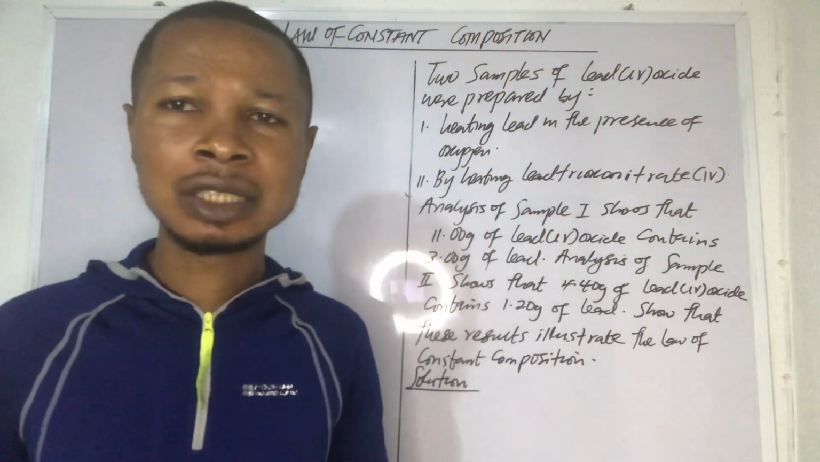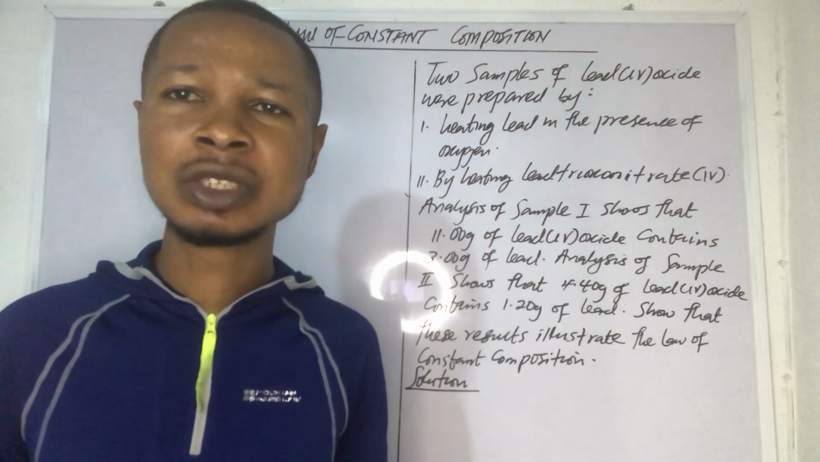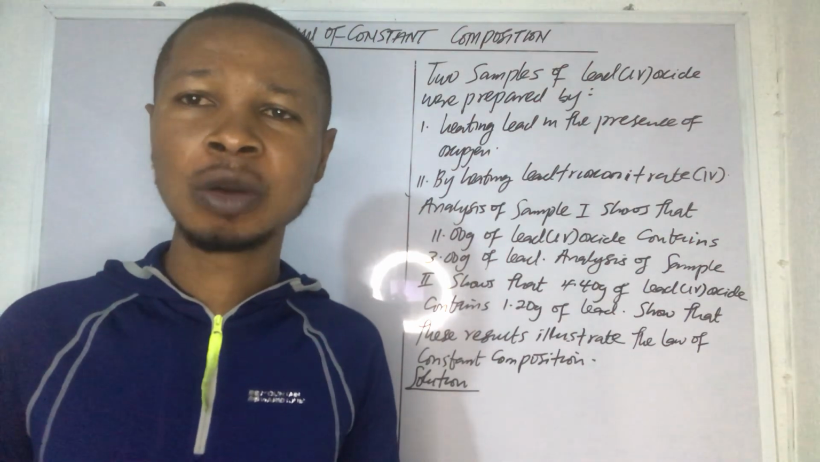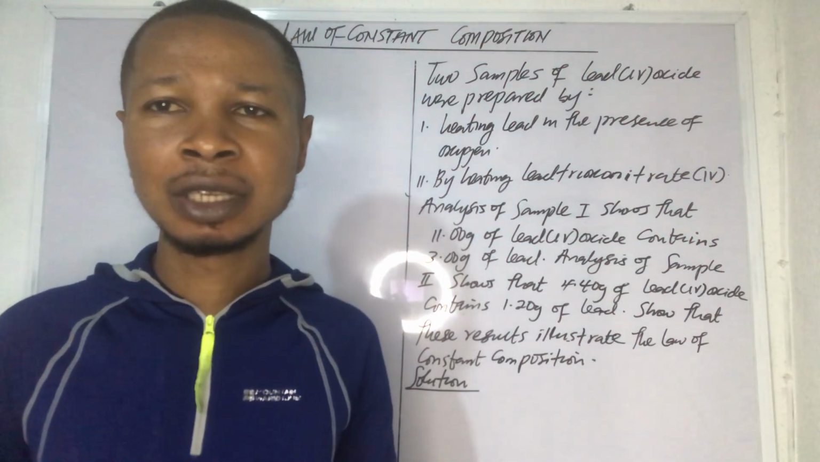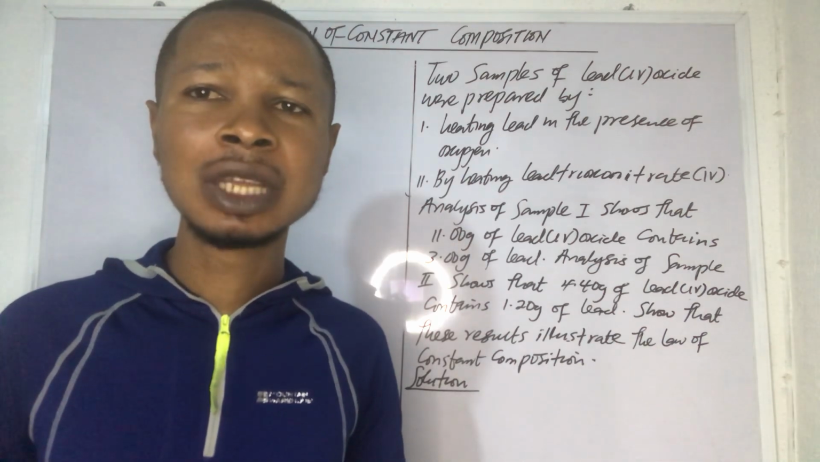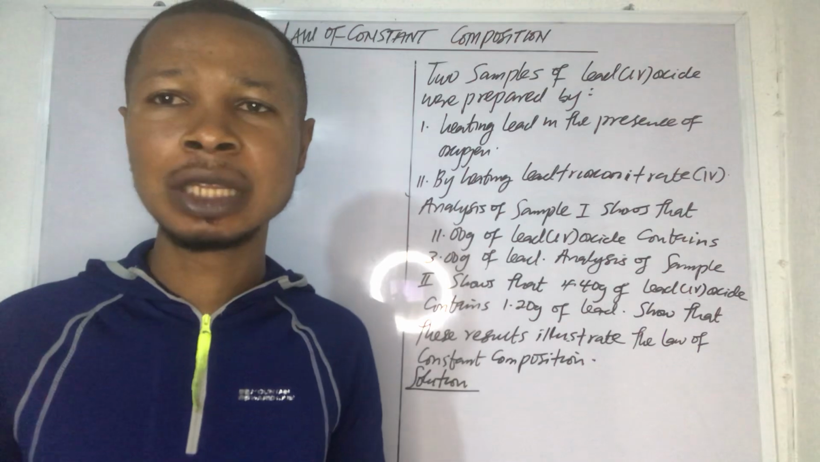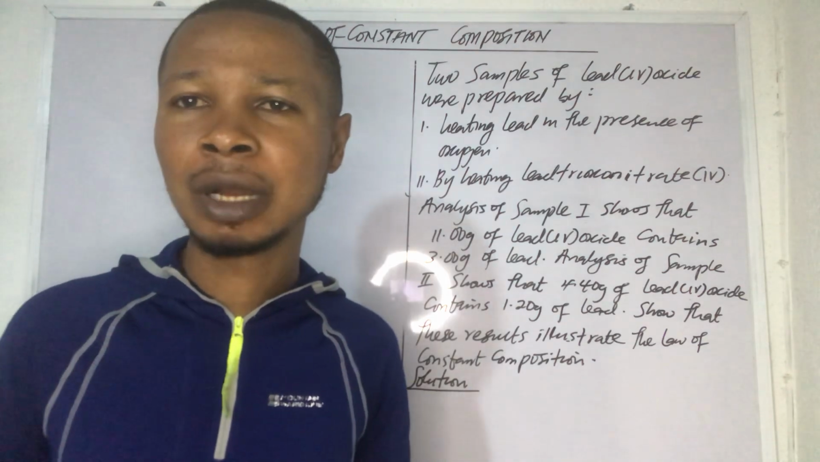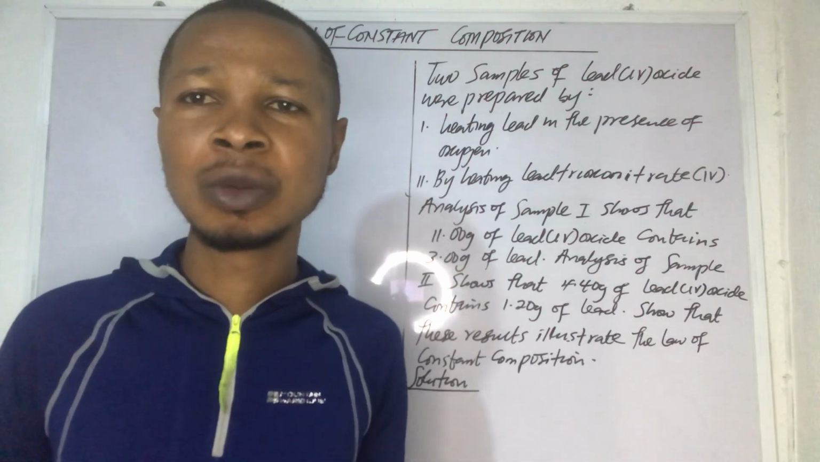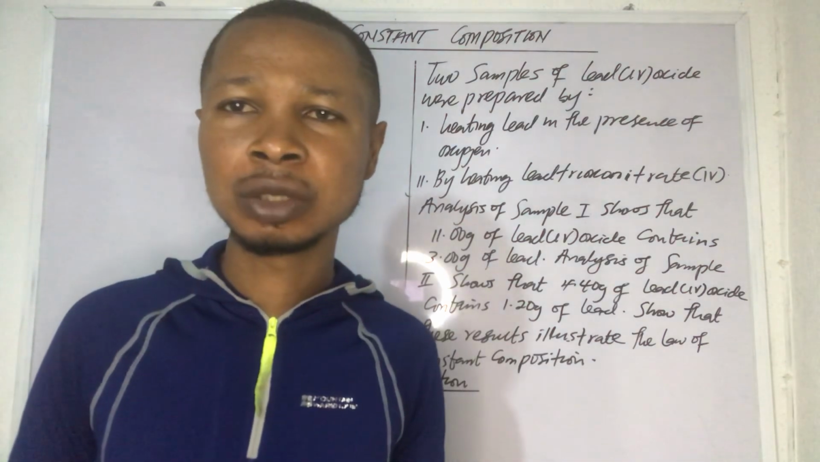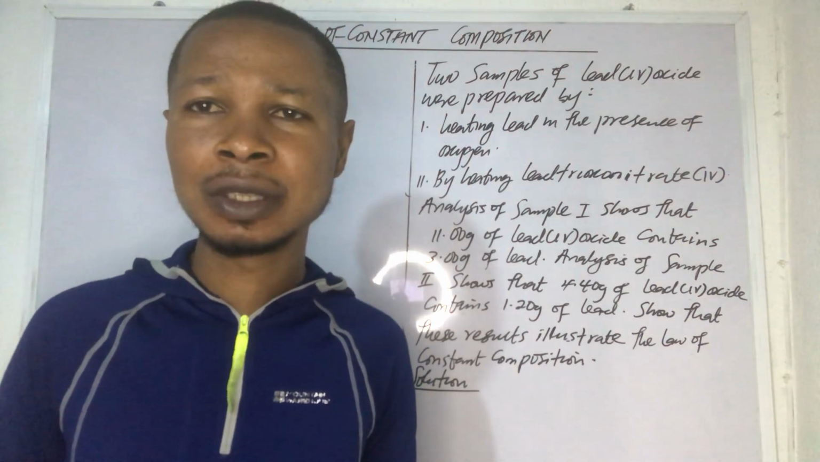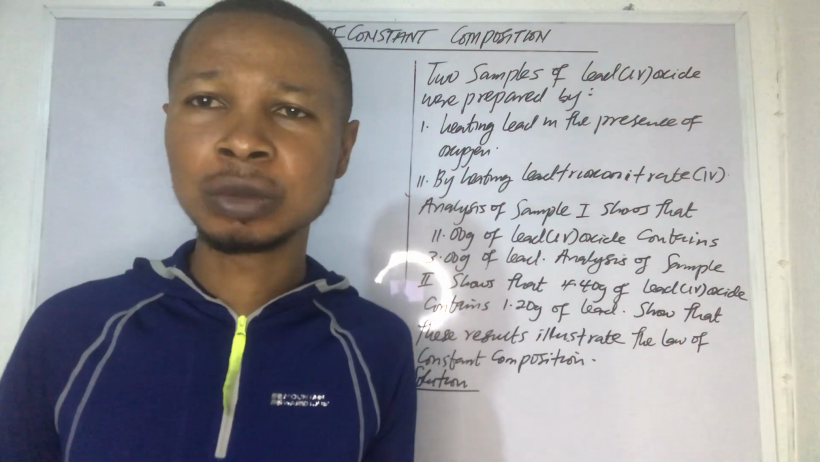It states that all pure samples of the same chemical compound contain the same elements combined in the same proportion by mass. What does that mean? It means that if a compound is pure, no matter the method of preparation, it will contain the same elements, which will be in the same ratio by mass.